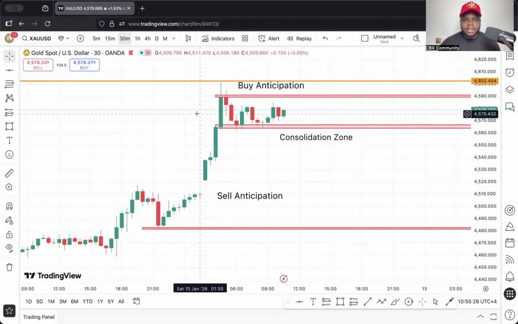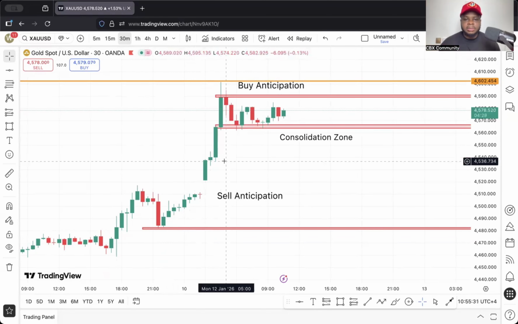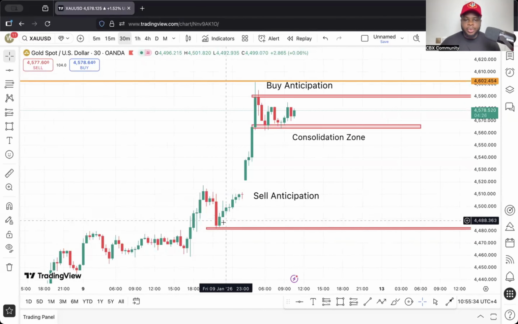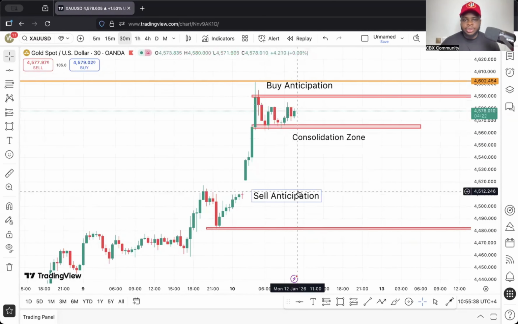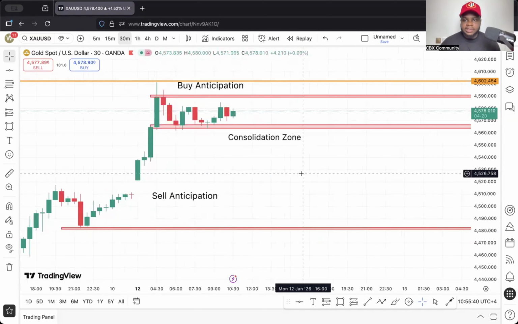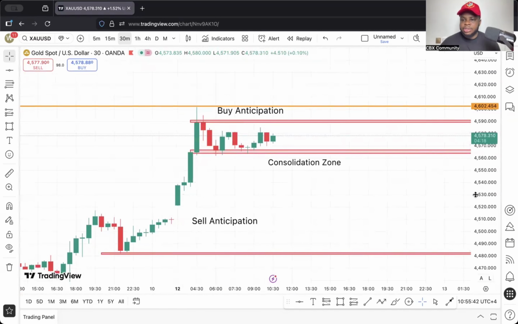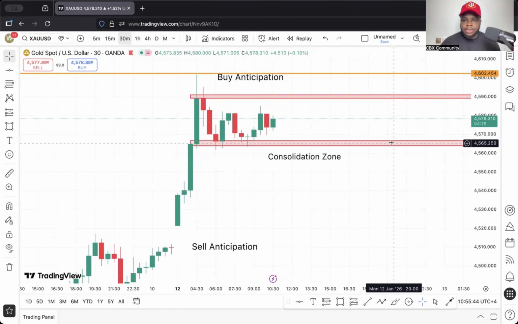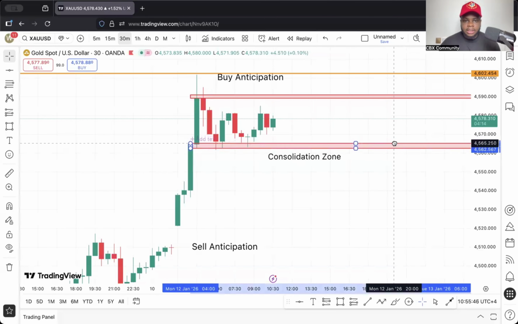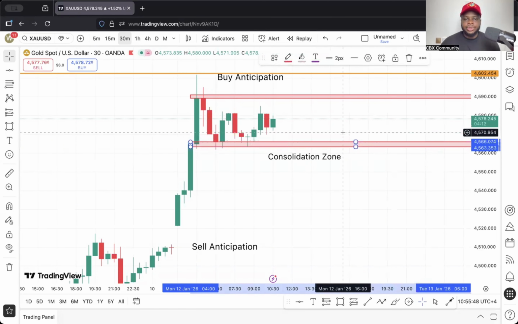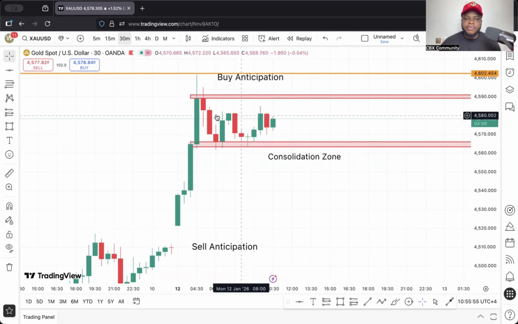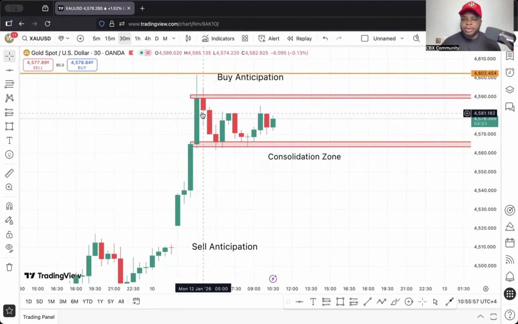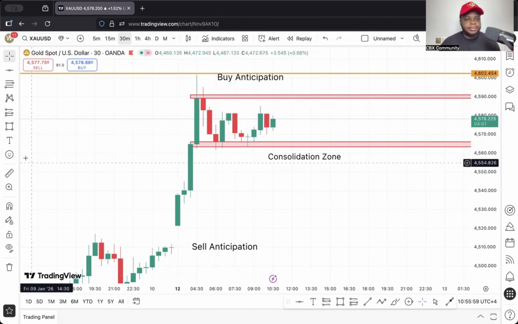So for now, let's try and see what the 30 minutes market condition is saying. We have a support zone and a resistance zone. Let's adjust the support zone like this. This is our support zone. So from this resistance zone down to this support zone is being considered as a consolidation zone because of how the candles are all printing side by side.